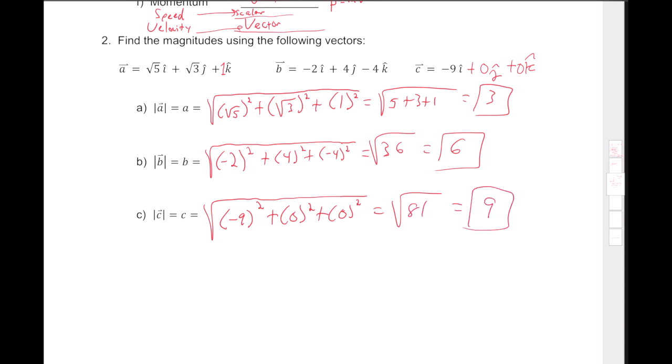So there you have it. Square all the components, square each of them, then add those together, then take the square root of what that is. That's how you take the magnitude of a vector.